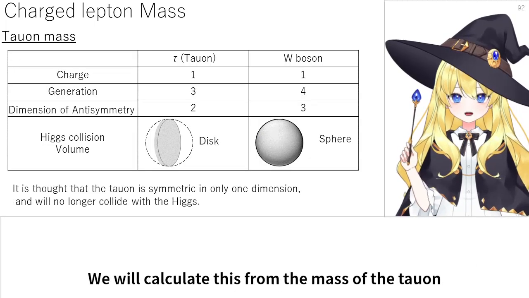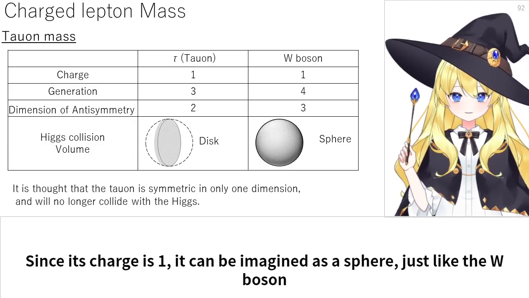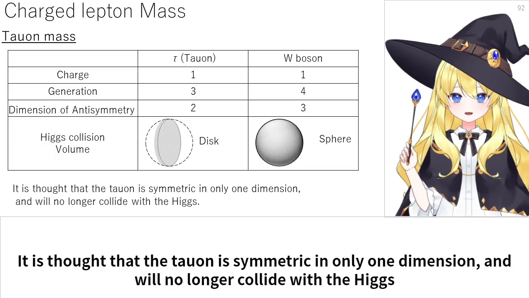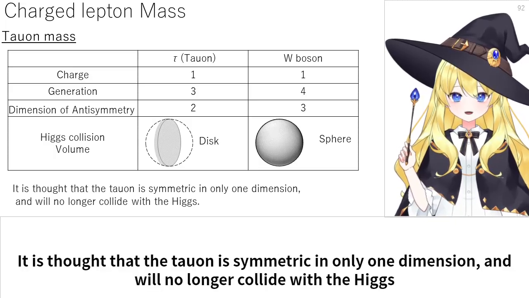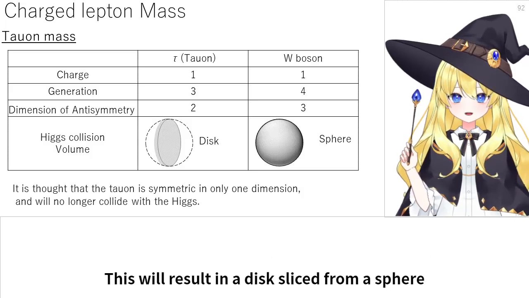We will calculate this from the mass of the tauon. It is a third-generation charged lepton. Since its charge is 1, it can be imagined as a sphere, just like the W boson. The antisymmetric dimension is 3 for the W boson, and 2 for the tauon. It is thought that the tauon is symmetric in only one dimension, and will no longer collide with the Higgs. We assume that it will no longer collide with the Higgs in the Z direction. This will result in a disk sliced from a sphere.